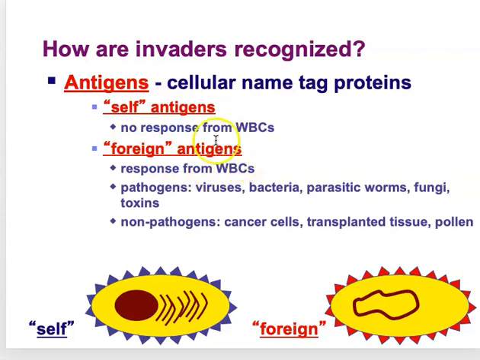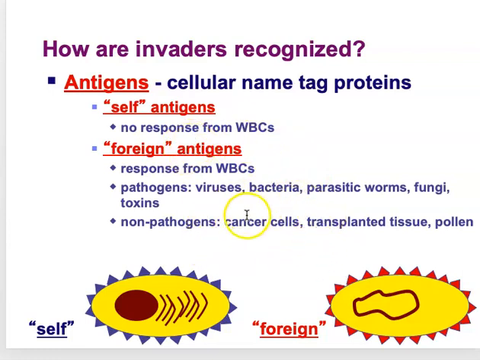What are some antigens that can be foreign? For example, pathogens, virus, bacteria, parasites, fungi, toxins, all of those sorts of things are going to have foreign antigens in the surface of their cells, and that's going to allow the white blood cells to attack and to know that they are foreign. There's also non-pathogens, which means that they're not really organisms that are outside your body that are trying to infect you. They're non-pathogenic, but they're still causing you disease, like cancer cells or transplanted tissues or pollen. They're non-pathogenic, they're not organisms, but they still contain antigens because they're foreign to you.